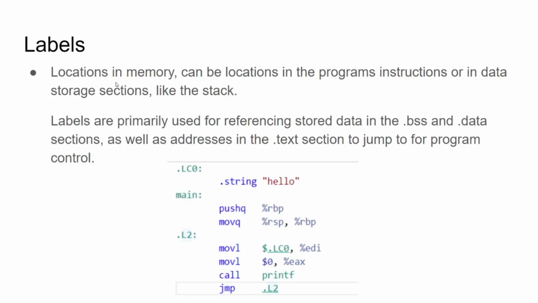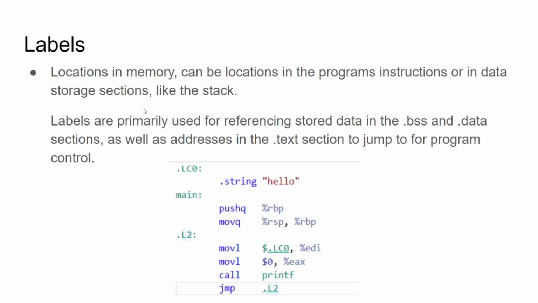Anyway, let's talk about labels for a second. It's very easy to see what the labels are, right? Because they always start right here on this side. So we have LC0, main, and L2. The way you can tell it's a label is because it always has a colon. Anything that has a colon after it is a label, especially in this syntax where we are indenting the instructions after the labels. It's much easier to tell what the labels are now.